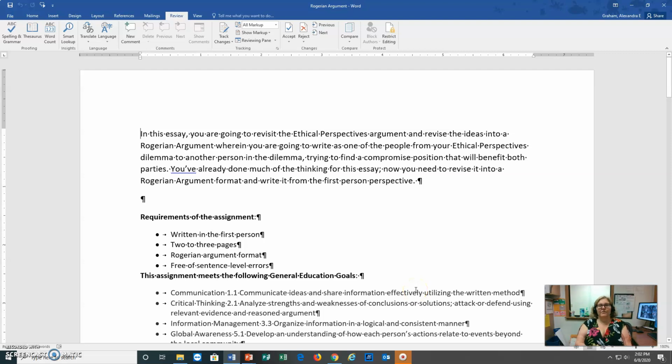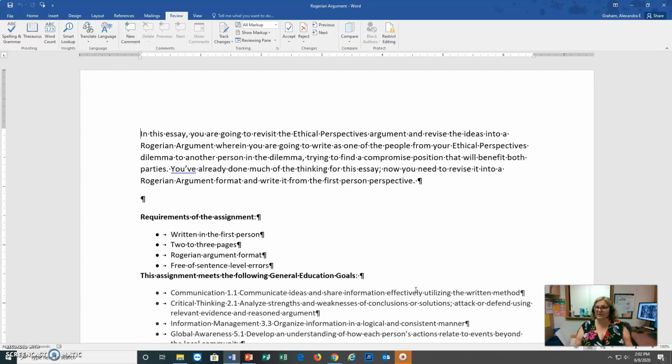Hello class. So now we're going to learn about the Rogerian argument. The assignment for this is you're going to revisit your ethical perspectives argument. You did all that thinking about ethical perspectives, and now you're going to come back and use that thinking to help you write basically a letter, as a Rogerian argument from one of the people in the dilemma to the other person in the dilemma.